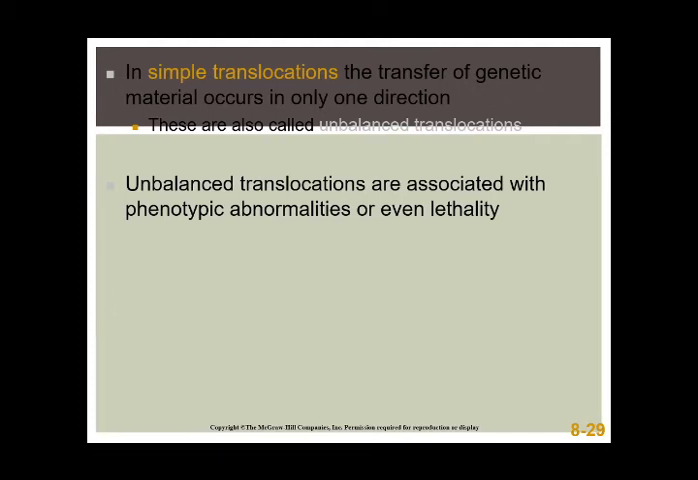In simple translocations, the transfer of genetic material occurs in only one direction. So they are called unbalanced translocations, because one gets more information and the other doesn't get anything, in case it gets deleted. Unbalanced translocations are associated with phenotypic abnormalities or even lethality. For example, familial Down syndrome.